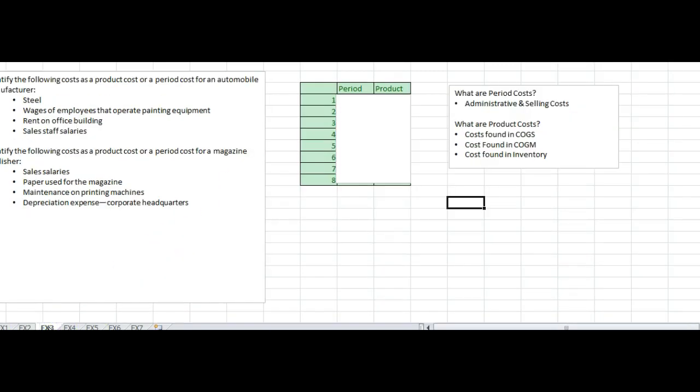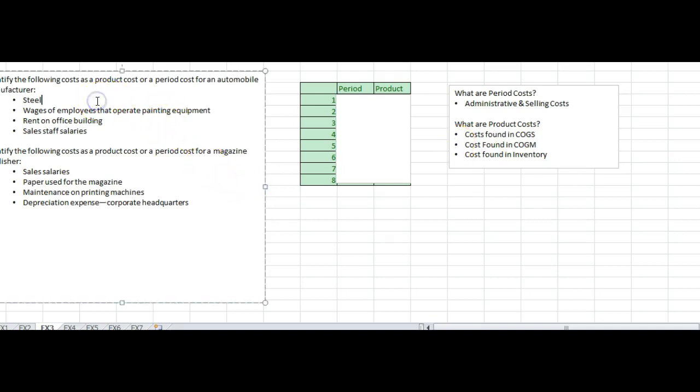If we look at exercise 3, we're looking at period costs versus product costs. So period costs are the bottom part of the income statement. The administrative and the selling costs, the support costs, and the product costs are the costs that are found in cost of goods sold, cost of manufacturing, the goods manufactured, and costs found in inventory. So they're production costs, things that deal with the product. And again, you're going to go right down.